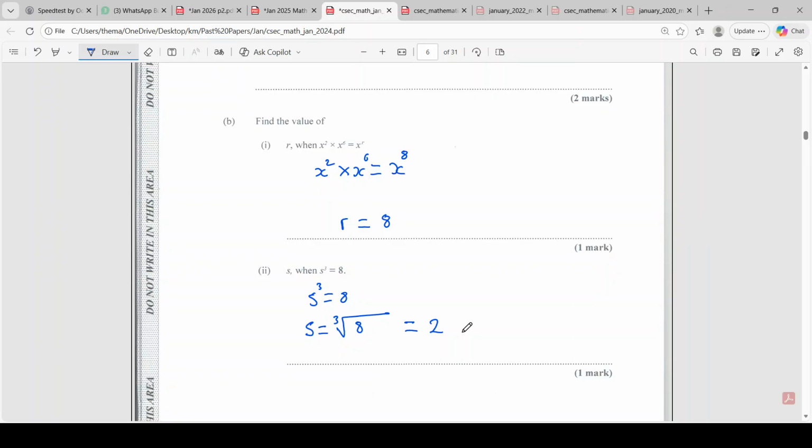Oh, you multiply 8 by 3? No, so this is s cubed. It's like if you had s squared is equal to 16, what is s going to be?